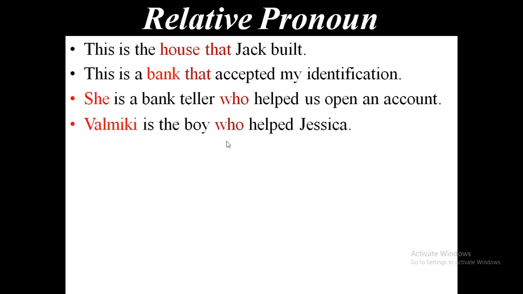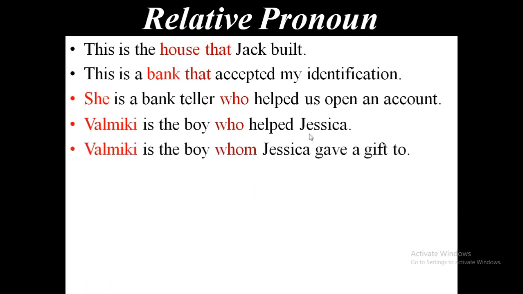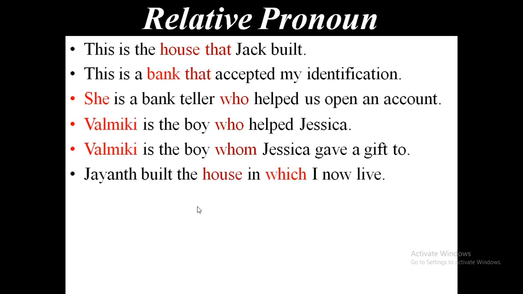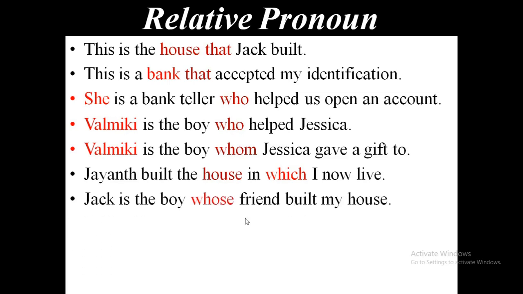Valmiki is the boy who helped Jessica. Here Valmiki is the boy, one clause, and who helped Jessica. So who refers to Valmiki. Valmiki is the boy whom Jessica gave a gift to. Again whom is referring to Valmiki. Jayant built the house in which I now live. Here which is referring to house. Jock is the boy whose friend built my house. Here whose is referring to Jock.